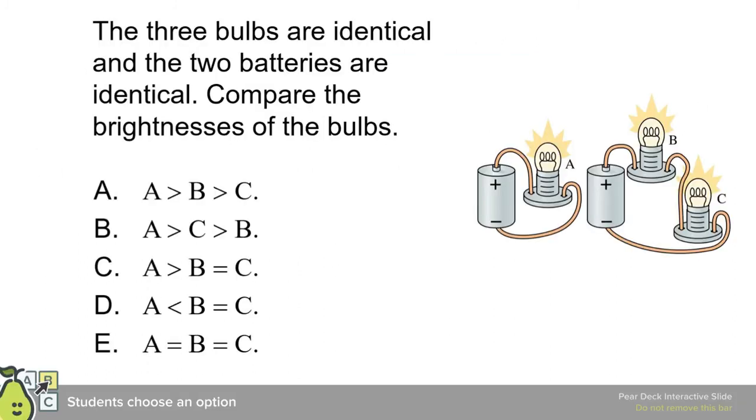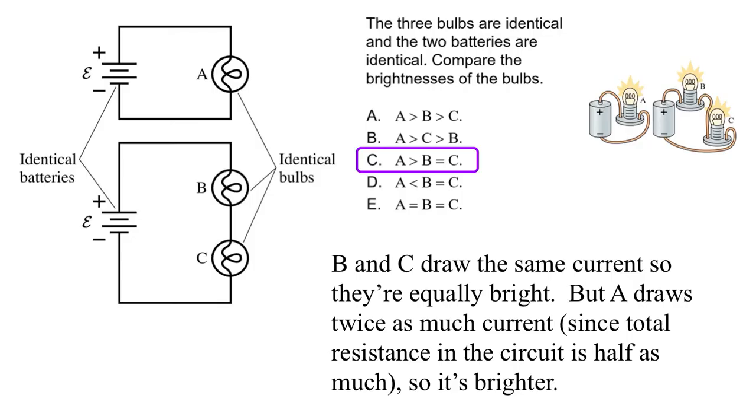Here, the 3 bulbs are identical, and the 2 batteries are identical. Compare the brightnesses of the bulbs. Here, I've redrawn the picture as a bunch of circuit diagrams. Circuit A was just the battery through the bulb and back, but for circuit B, we go battery through B, through C, and back. We know that B and C have to have the same current because they're in series, and they have the same resistance, so they're equally bright. So our answer has to be anything that has B equals C, which is the last 3 of them.